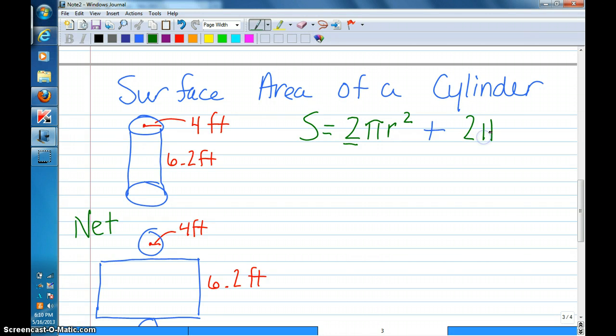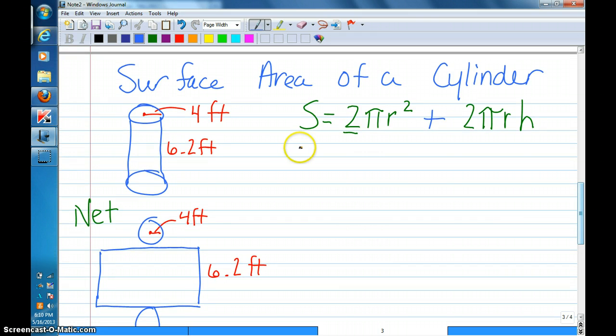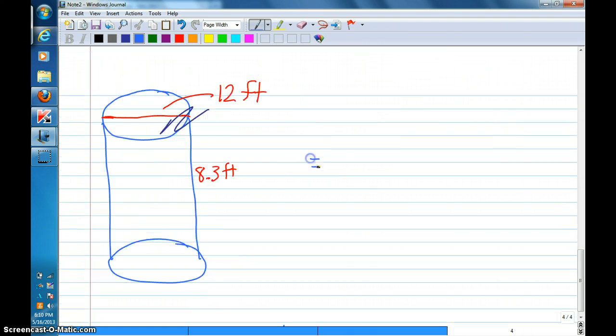2 pi r h. Remember, r stands for radius, and the h, this time, is going to be the height of the prism. So again, I would always suggest writing down the formula first, and then it's just plugging in the numbers. So that's what I'm going to do at first.